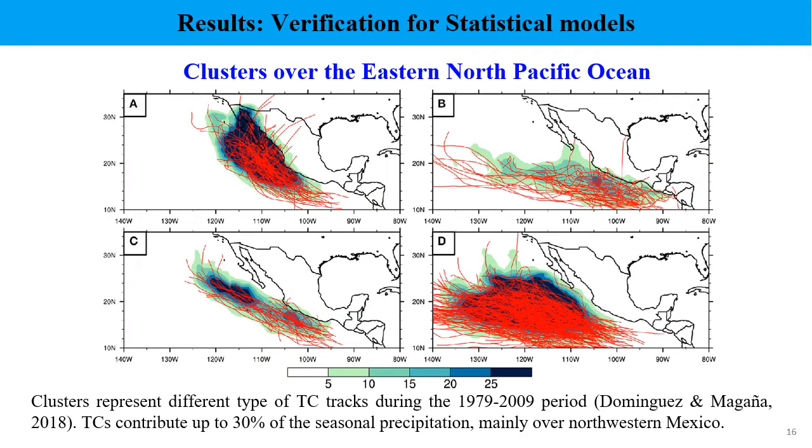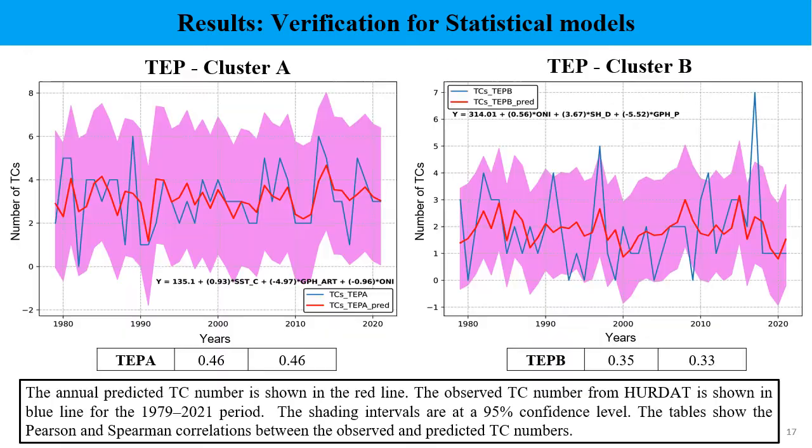For the statistical models, again, we have here the clusters over the Eastern Pacific as with the intra-American seas. For this, we also compute the statistical models for each of the clusters. You can see also the equation, the predicted value in the red line, and the observed value in the blue line, and the confidence intervals at the 90% level. We also have the Pearson and the Spearman correlation for each of these models.